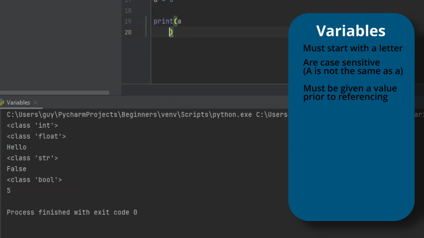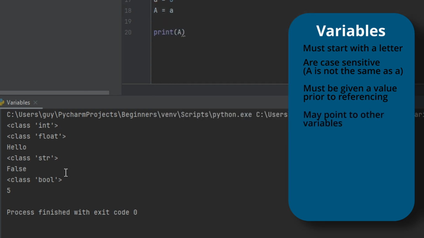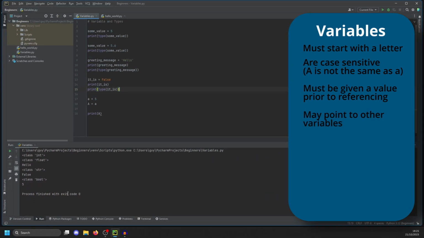Now variables can also point to other variables. So if we did keep A here, we could just do A equals A. And that will bridge the gap. And we can see it's now 5. So let's clear that out. So we've gone through the 4 different types.